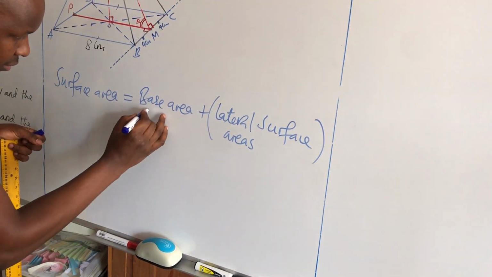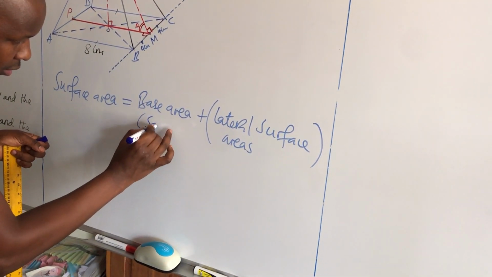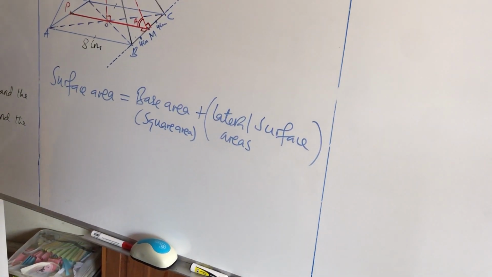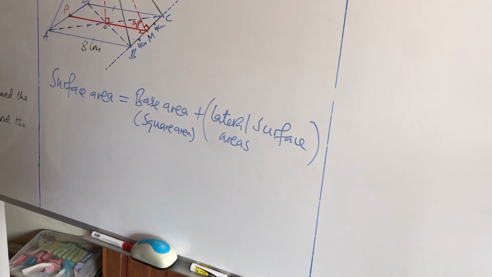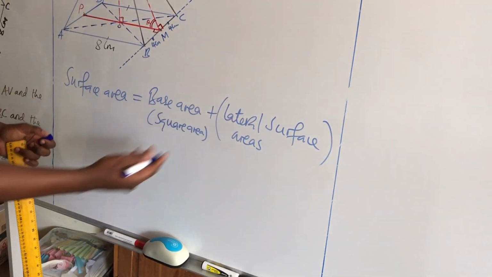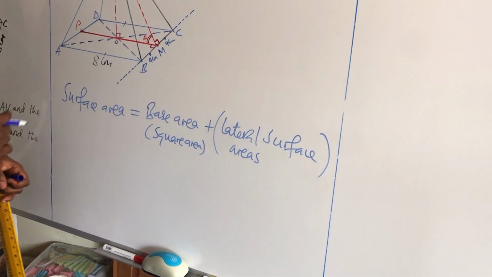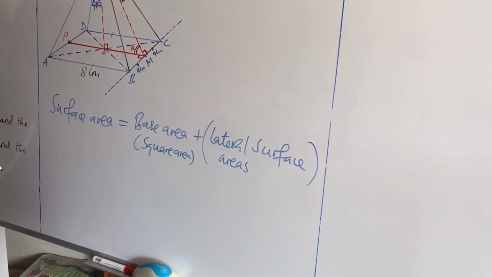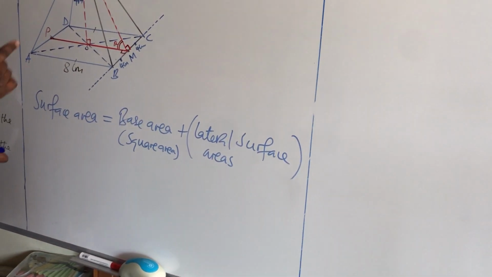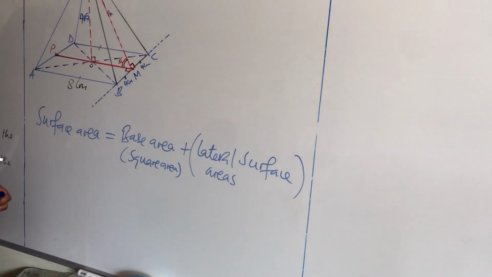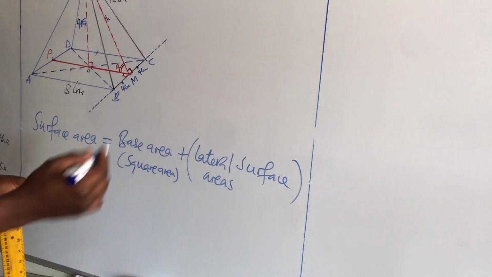So base area here is the area of the square, because we were told earlier in the question that the base was a square. And we add the lateral surface areas. The lateral surfaces are the faces which are not the base. As you can see, all of them are triangular in shape. So what do we do now?